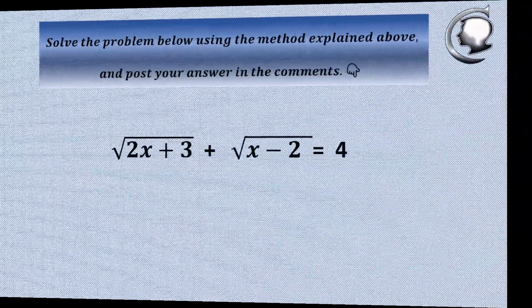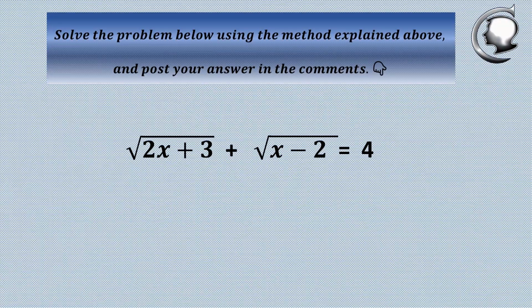Radical equation challenge. SAT ACT challenge. Solve this with the 5-step method. 1. Isolate the radical. 2. Square both sides. 3. Simplify and solve. 4. Square again if necessary. 5. Check in the original equation. Post your answer in the comments. The square root of 2x plus 3 plus the square root of x minus 2 equals 4. Okay, now it's your turn.